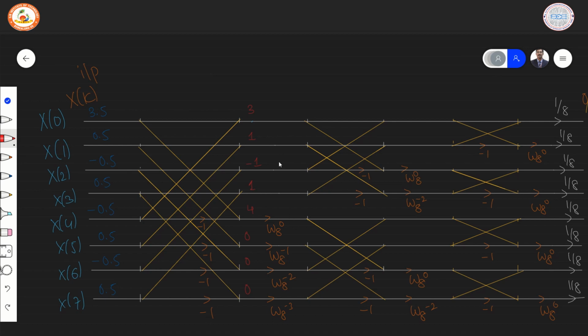Now, the output of the first stage has been computed. So this is the first stage output. The input for the second stage happens to be the appropriately scaled value.